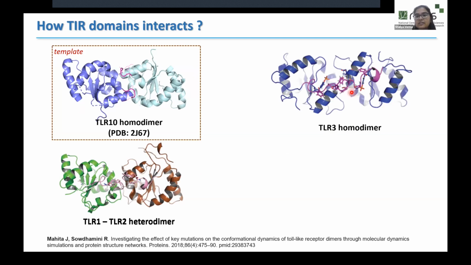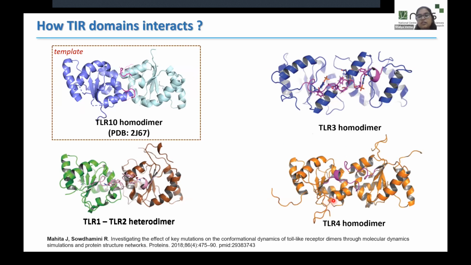Also, in the case of TLR3, again the BB loop, which is shown in pink color over here, seems to be at the interface and leading to a lot of interaction in the dimer formation. Similarly, in the case of the TLR4 homodimer, again comes the BB loop, which is important for the dimer formation. So why do these become important? Because if there is any mutation in the nearby region, it can affect the overall binding parameters between the monomers and thereby the downstream signaling.